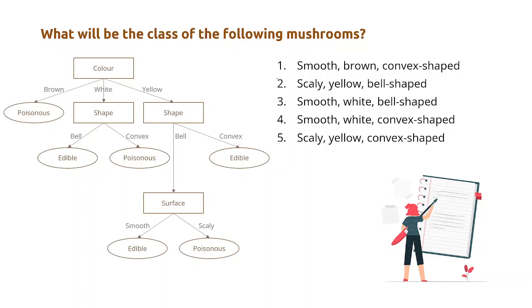Sige, anyway, let's try to classify kani sila. Okay, number 1. What if ang mushroom kay smooth, brown, and convex shaped? Unsa man ang iyahang class? Sige daw, i-try ninyo trace. So, again, start mo diri sa pinakauna ha. Diri sugod mo sa color. Sige, anyone? Unsa may class number 1?